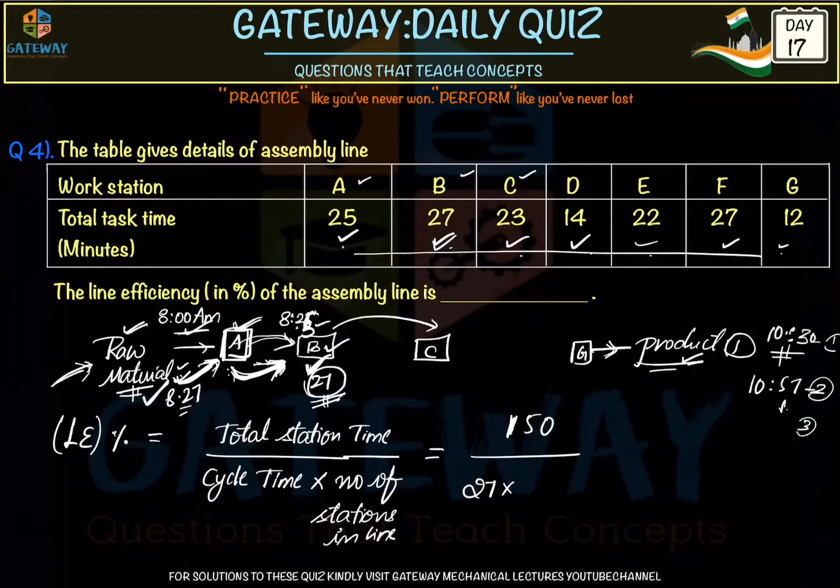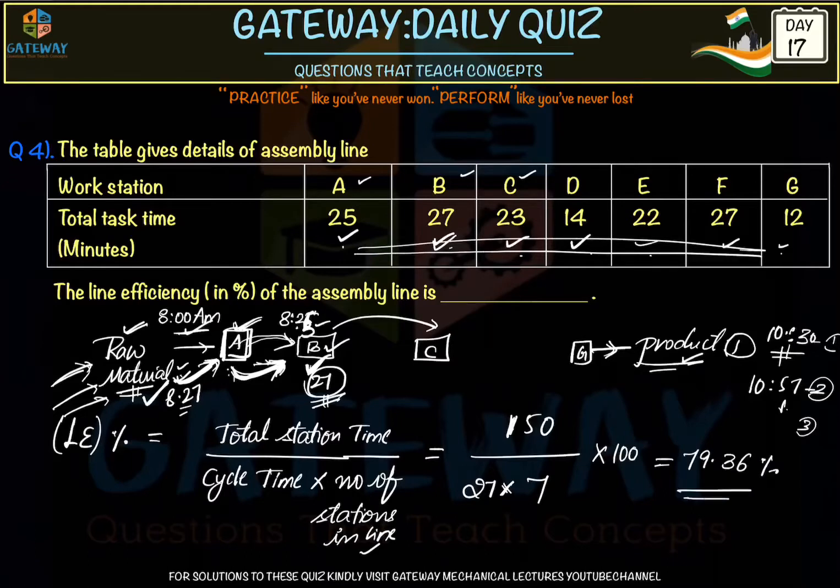In the same way, at 8 a.m. we'll be giving one raw material, again at 8:27 we are giving another raw material, and again after 27 minutes we are giving another raw material. So the cycle time is the maximum of all these times. The efficiency is the total time divided by 27 into the number of workstations we have in the line. Here we have 7 workstations, and percentage we generally multiply by 100, and that comes out to be 79.36%. And this is our answer.